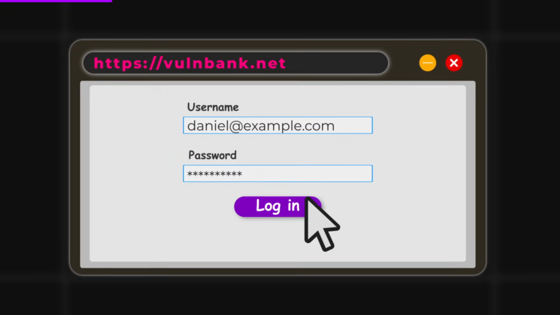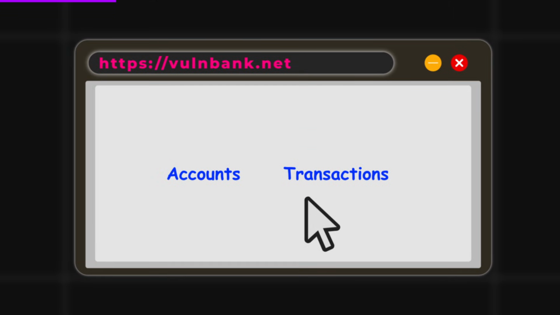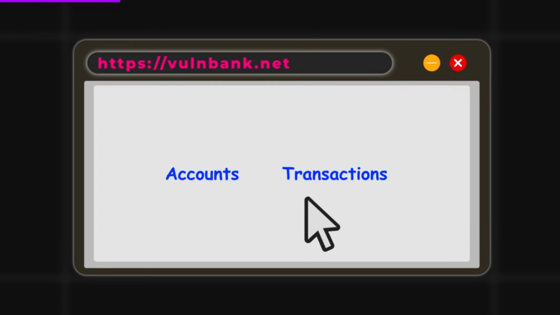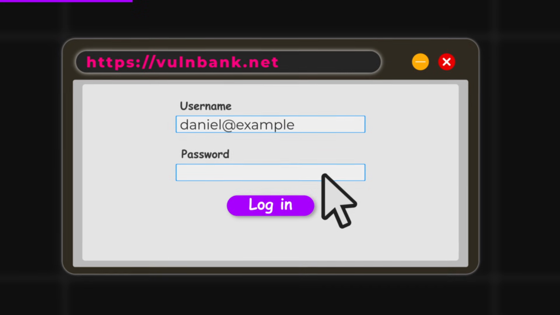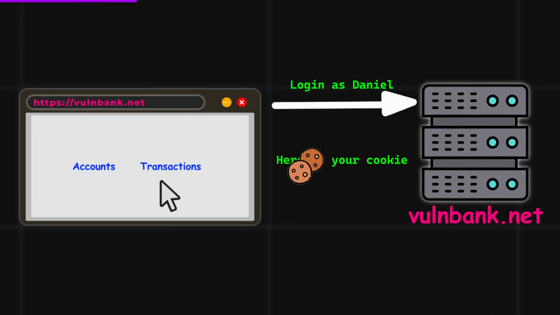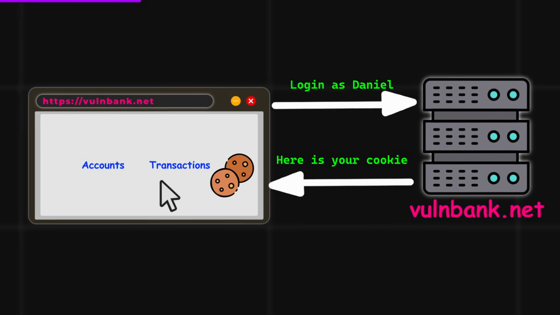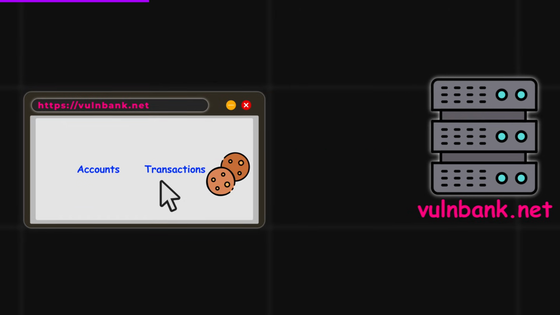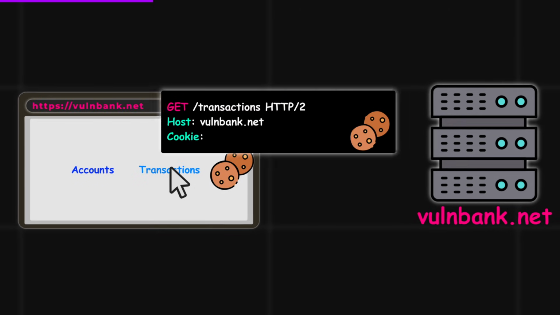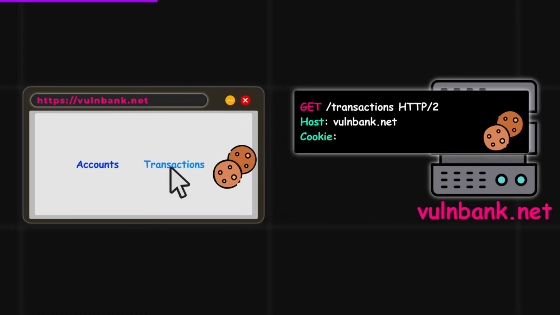When you log into a website, the server needs a way to remember that you're logged in. Otherwise, you'd have to log in again every time you click a link or load a new page. The solution? Cookies. When you log in, the server sends your browser a cookie, a small piece of data that says this is Daniel and he's authenticated. And from now on, every time you make a request to that website, your browser automatically attaches that cookie. And that word, automatically, is the entire reason CSRF works.